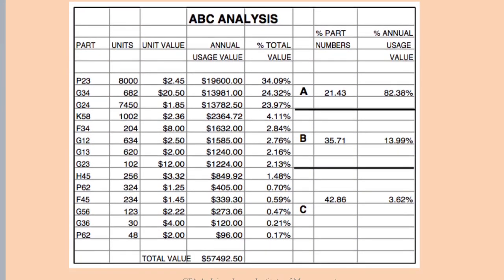This is the extract of a real company's data that I have brought out here for you. Look here, A category item, the parts in number percentage is 21 only, but the uses value is 82.38% for A, for B and for C. So these are the parts name. So for part P23, G34 and G24, strict control will be required and routine control will be required for C category item. So this is one technique to manage and control the inventory.